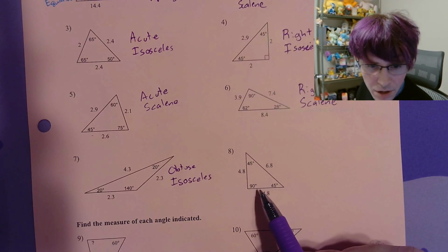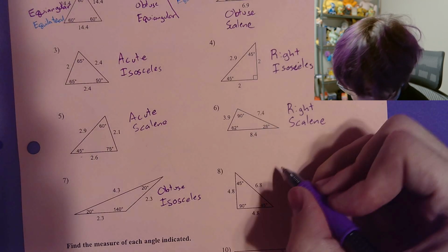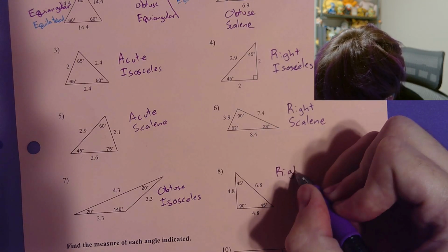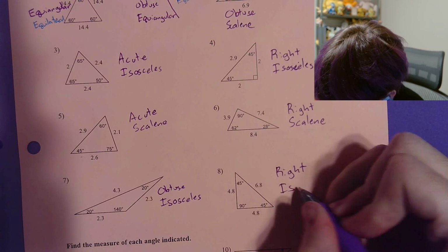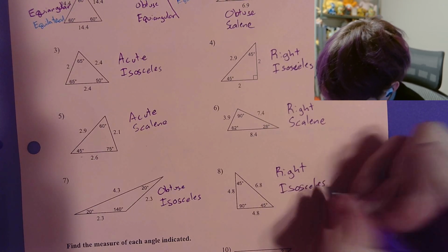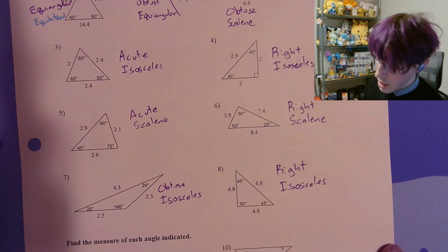This one, we have a right angle here. So because we have a right angle, it's going to be a right triangle. And it's going to be isosceles, because 2 sides are the same. All right, let's continue on.